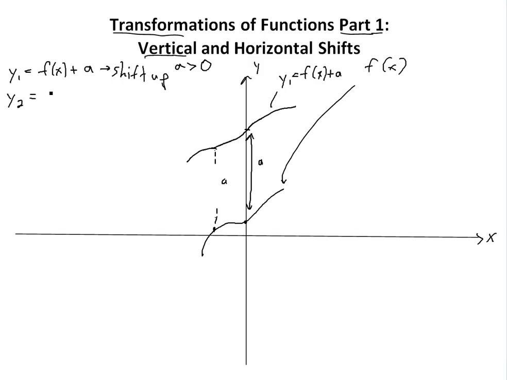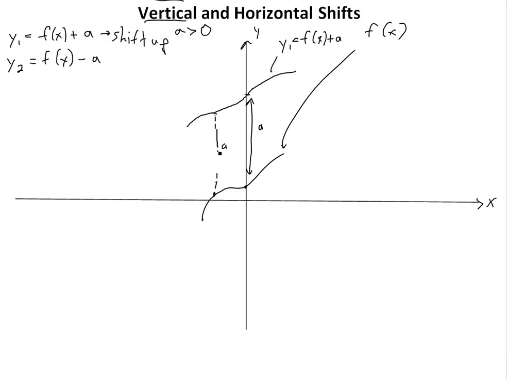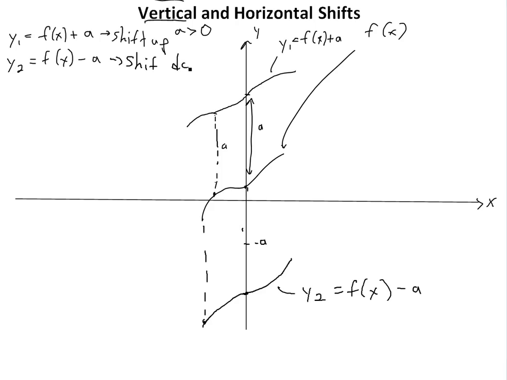Let's look at another one, y2, which is f of x minus a. This is exactly the same, except now at every point you subtract a. If f of 0 is here, then it becomes f of 0 minus a, so we go down by a, all the way here. Again we shift all the way down. So it's the exact same graph except we're shifting down. This would be y2 equals f of x minus a, and this one is a shift down. This is pretty basic.